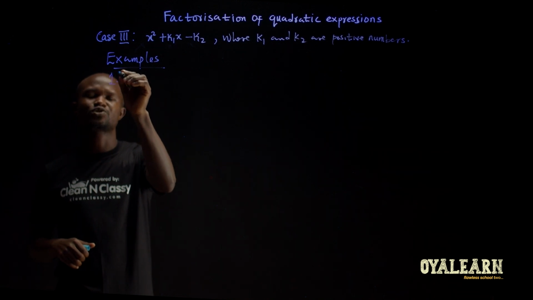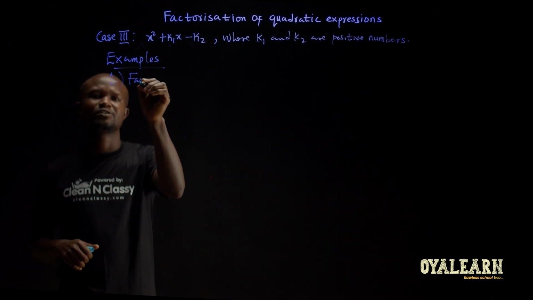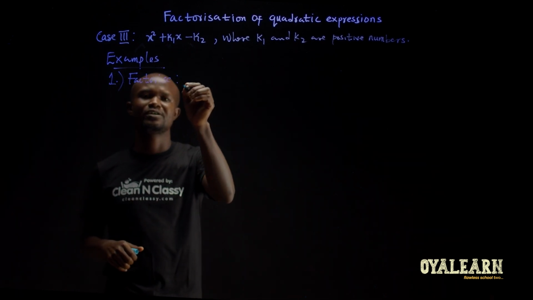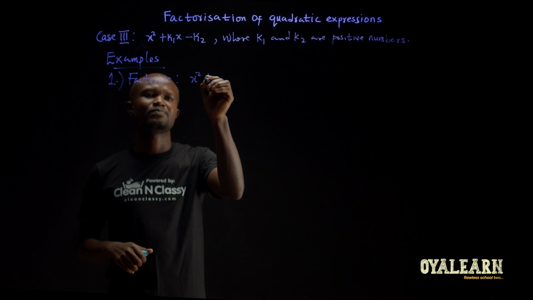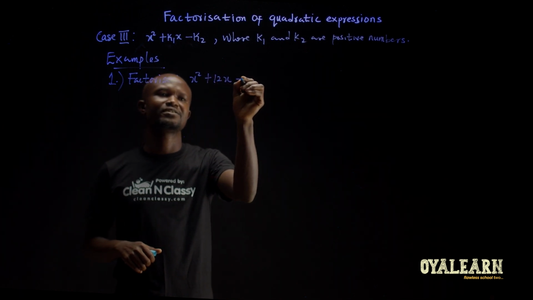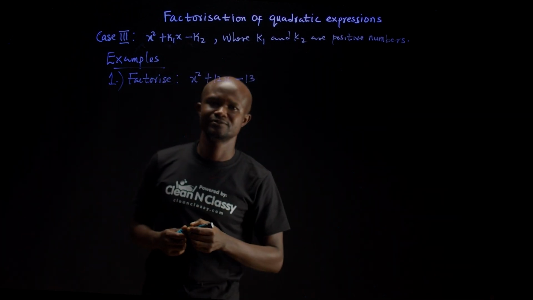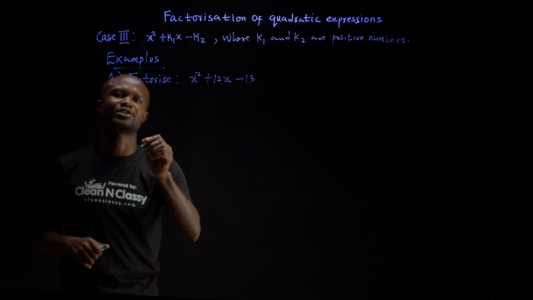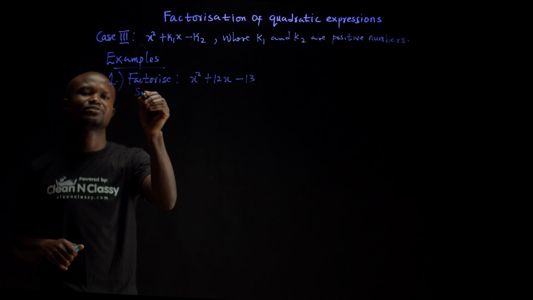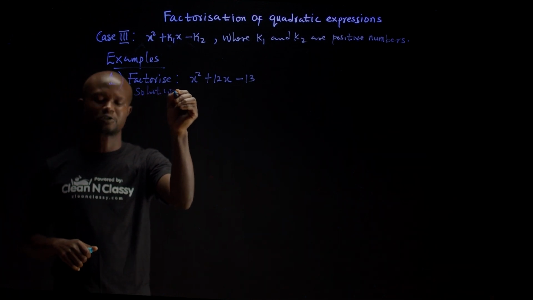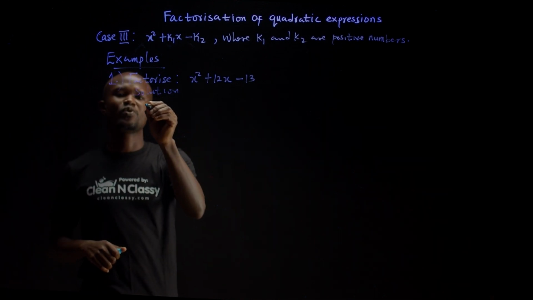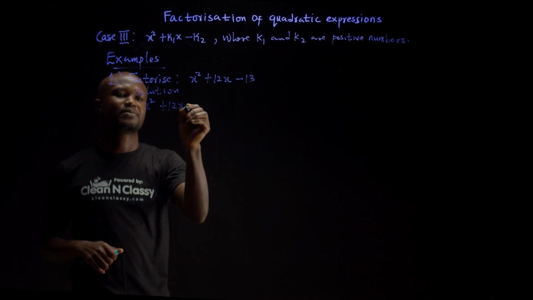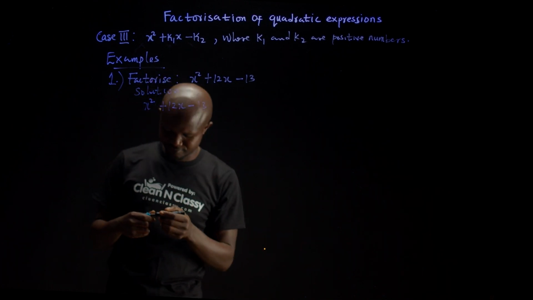Example 1. Factorize x squared plus 12x minus 13. This is an example now. x squared plus 12x minus 13. Solution. We have x squared plus 12x minus 13.